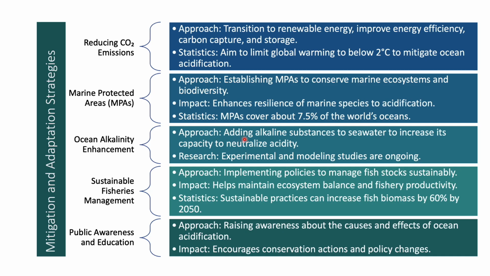So how do we do that? We add alkaline substances to seawater to increase its capacity to neutralize the acidity. In many places people are actually doing this on a very large scale. We can also use sustainable fisheries management, where we implement policies to manage fish stock sustainability, because we don't want to overcatch the fishes, so we have to control that. It will actually help maintain the ecosystem balance and the fishery productivity. And we also have to create public awareness and education. This is very important, that we raise the awareness about the causes and effects of ocean acidification.